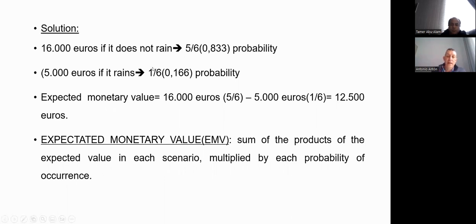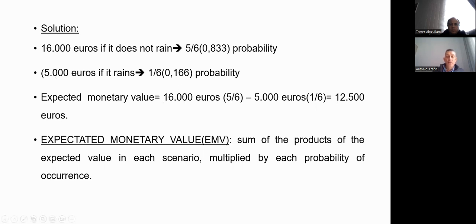The fraction is 1 in 6. The probability of no rain is 83%, and 80% would be the probability of rain as a rough figure. The probability that it rains is 0.166, so it's 16%. Well, what is expected? In terms of monetary value, in terms of risk, we need to compensate. So what you expect is neither 16 nor the 5,000 euros loss. You have a loss of 5,000 euros if it rains.